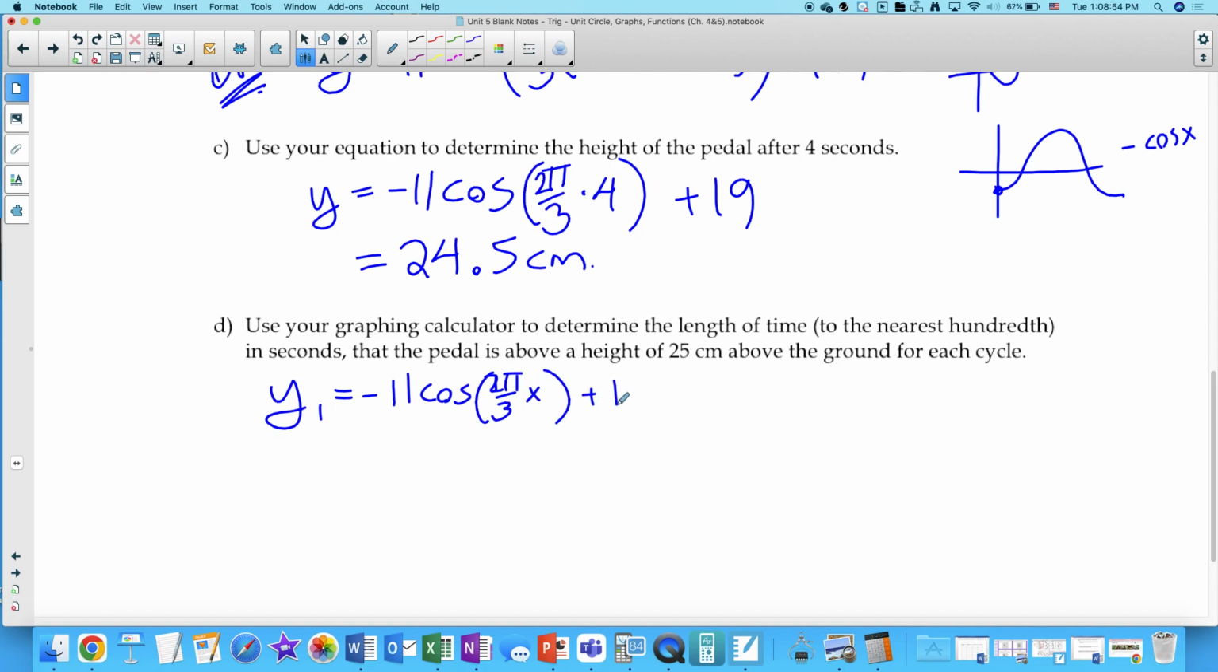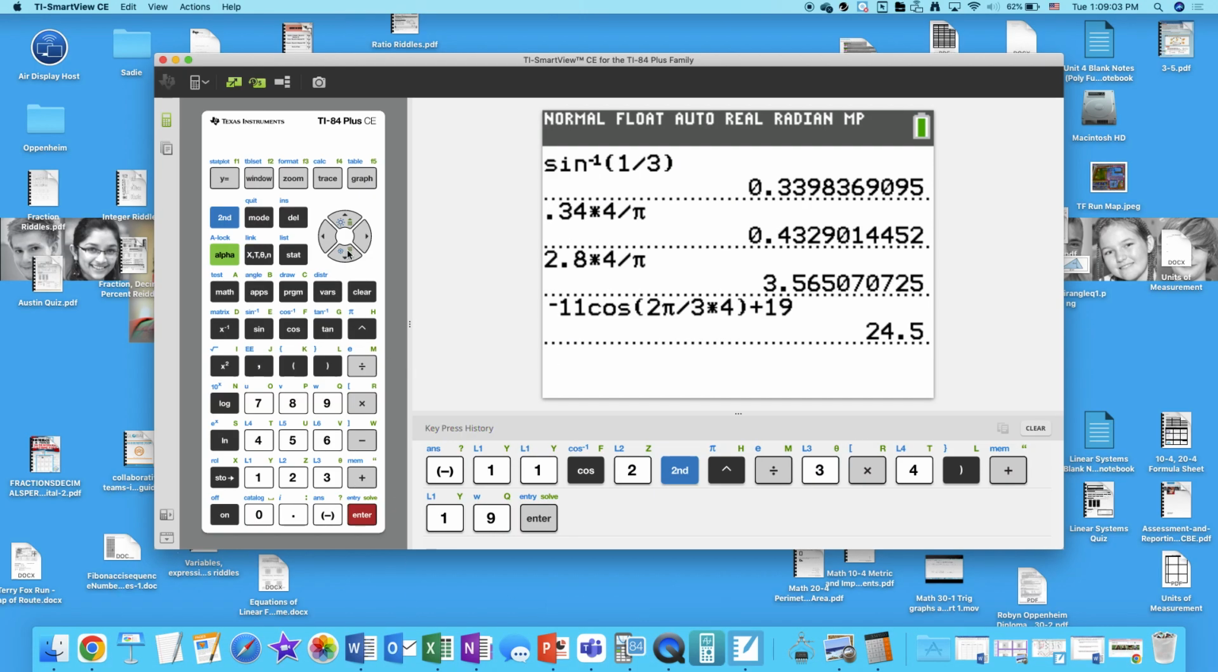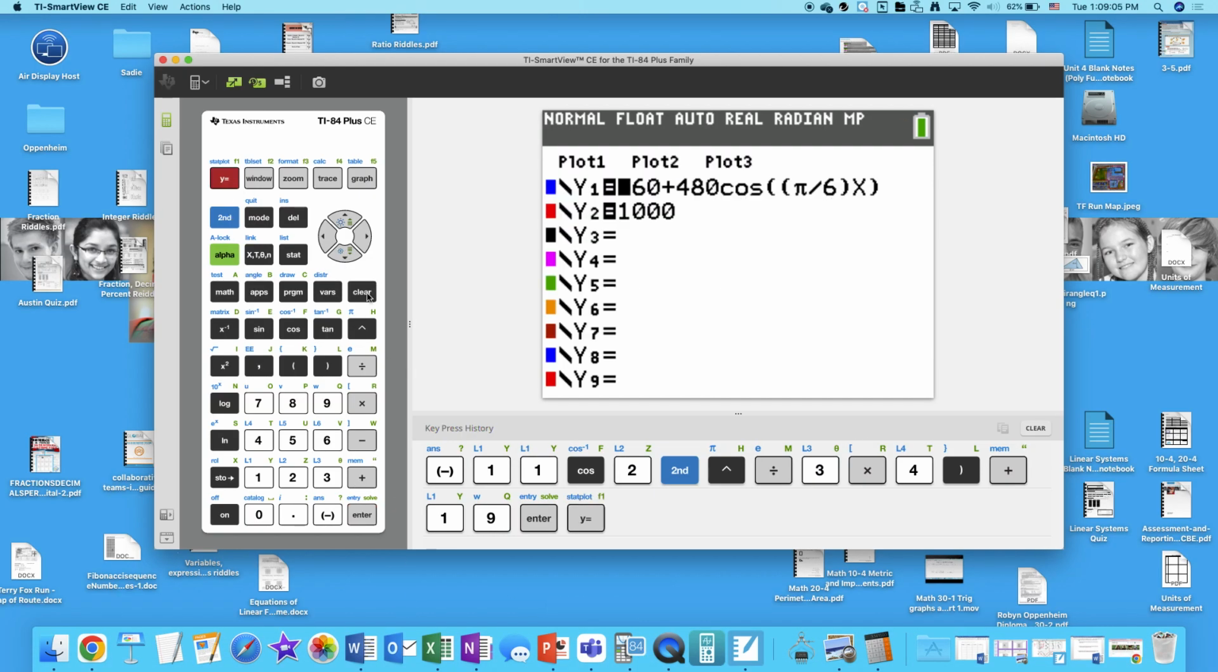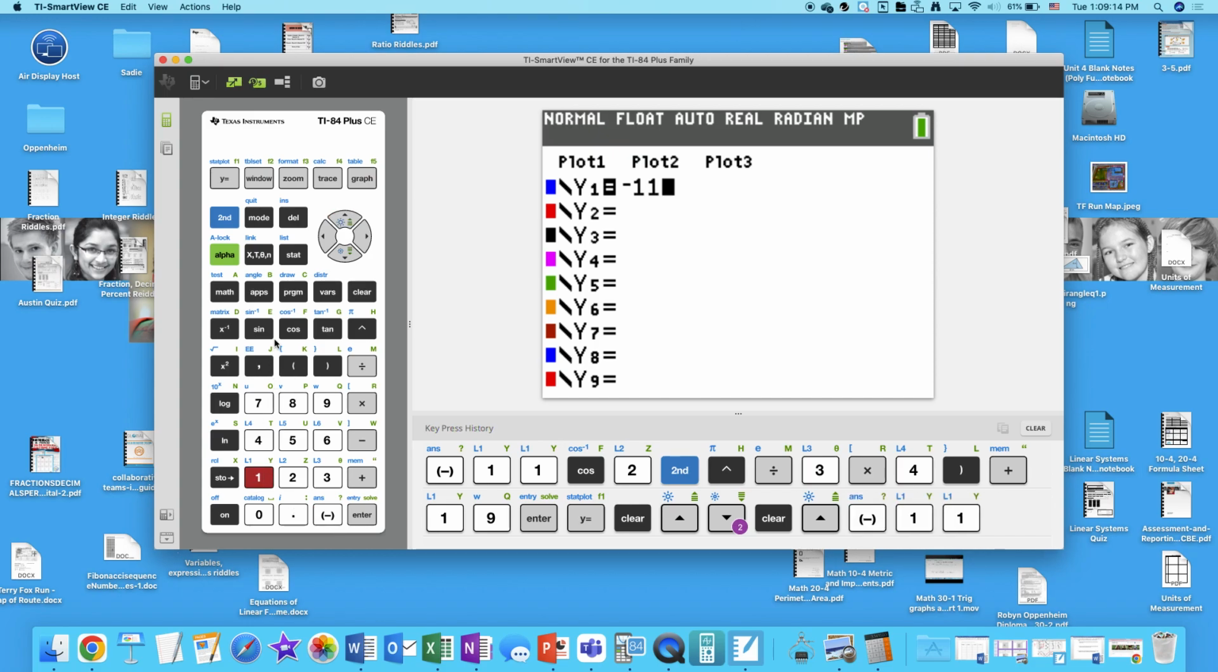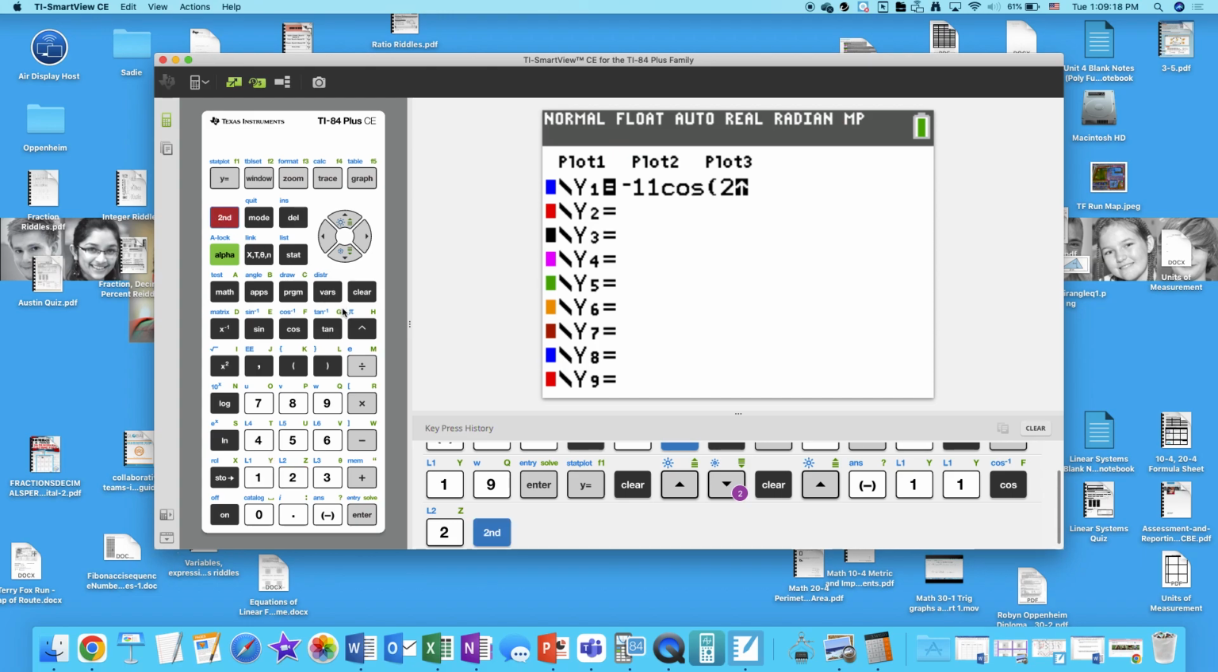Okay, so let's do that quickly. Clear this stuff out. Okay, so negative 11 cosine 2 pi over 3 x plus 19. And then my second function is just going to be the horizontal line at y equals 25.